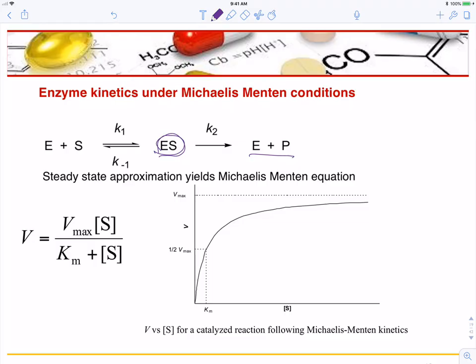So the important parameters to remember here are Vmax, which is given by the concentration of the enzyme total multiplied by k2. And it's the rate that we have if all enzyme was bound to substrate, and generally this is almost reached when the concentration of substrate is very large, and so everything gets converted to ES. The enzyme is saturated.